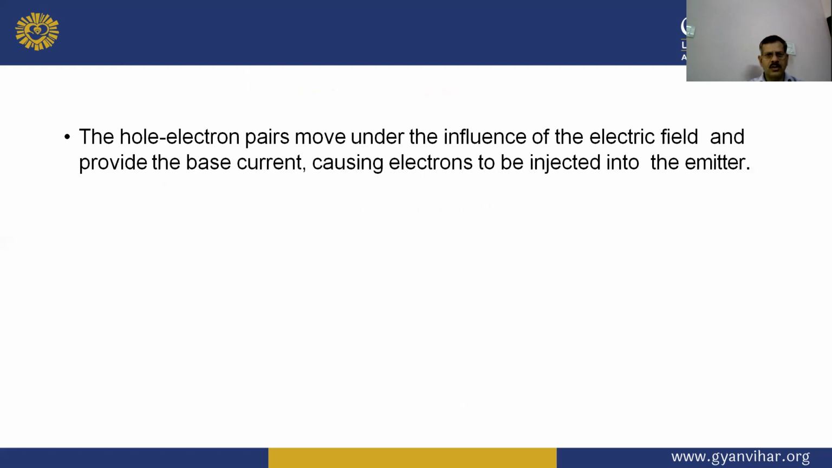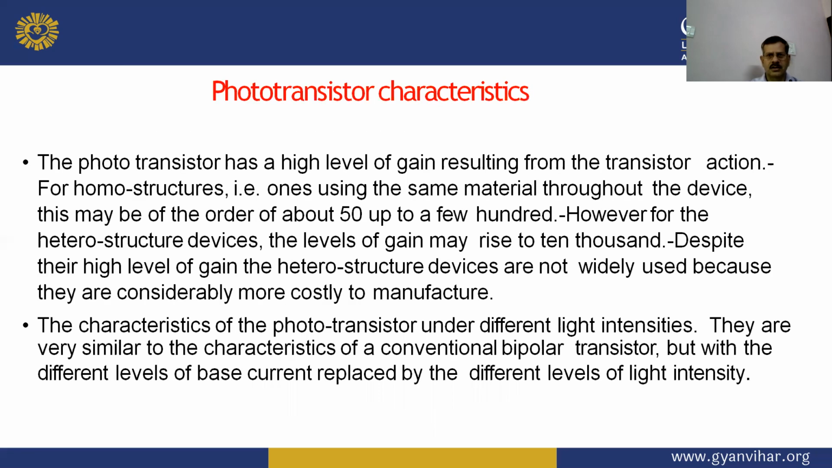The hole-electron pairs move under the influence of the electric field and provide the base current, causing electrons to be injected into the emitter. So, what are the phototransistor characteristics? Characteristics means the relation between current versus voltage.